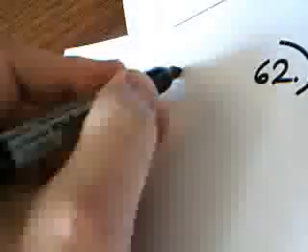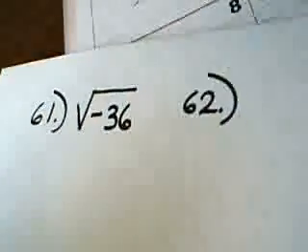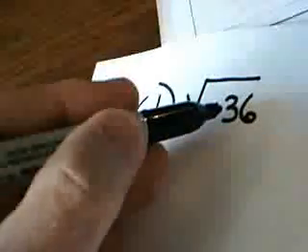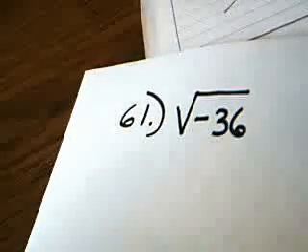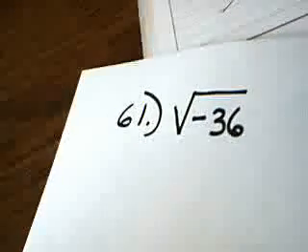Problem number 61 asks us to find the square root of negative 36. Problem number 62 asks us to find the square root of negative 100. Now, again, remember, a negative number under a square root is going to end up with the letter i in the answer. i is the basic imaginary unit for the complex numbers.